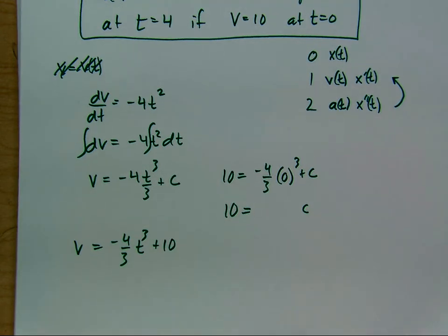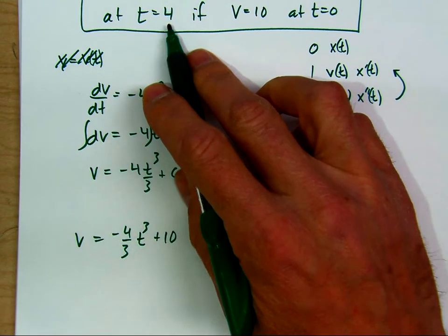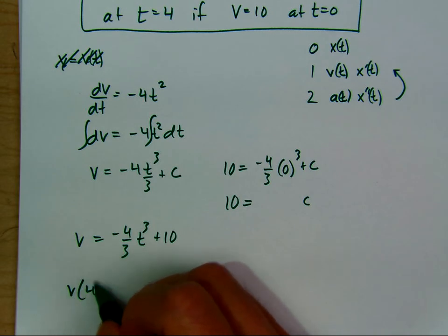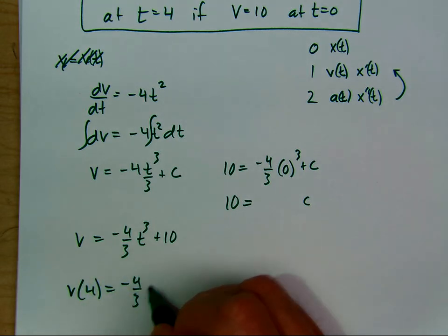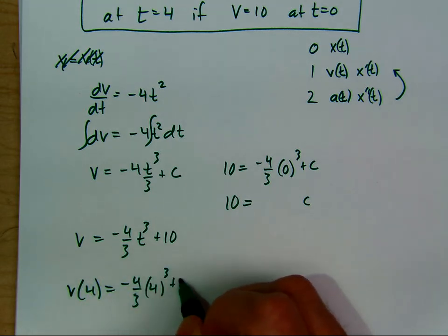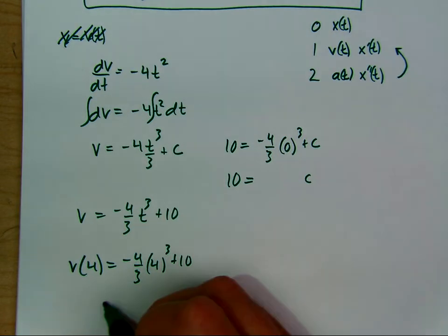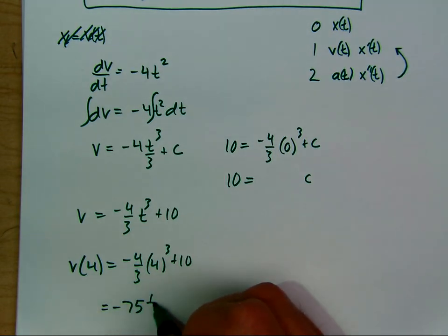Let's find the velocity at t equals 4. Velocity at 4, and we get -75 1/3.